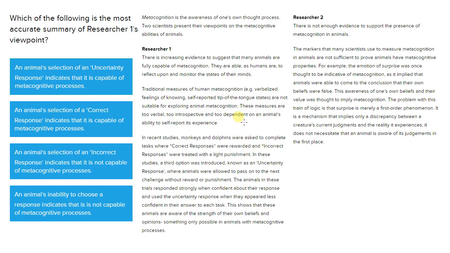This is Jake Pazicki with an ACT Science conflicting viewpoints question. Now, this question is about these four answer choices and asking us which one of these four answer choices is the most accurate summary of researcher one's viewpoint.